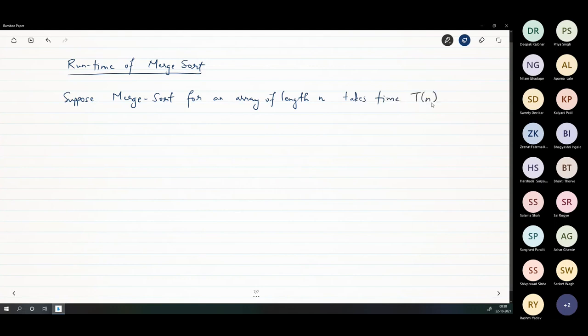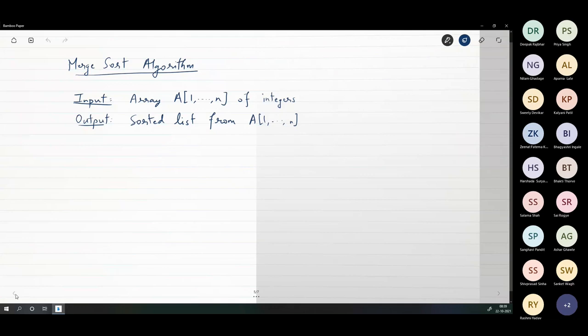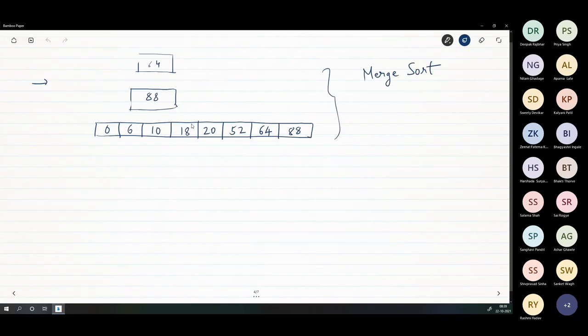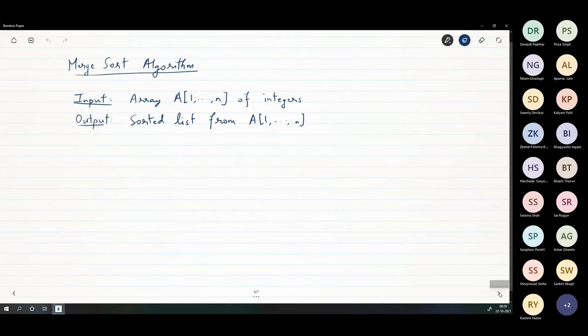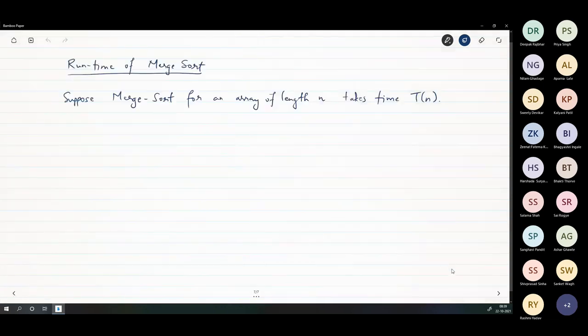t of n. Okay. So now we want to write a recursion for t of n in terms of lower order terms. Do you see why we can write it in terms of lower order terms? Because that is what we are doing here. We are dividing into smaller blocks, right? And we are sorting the smaller blocks. Okay. So anyways, we can write down a recursion.